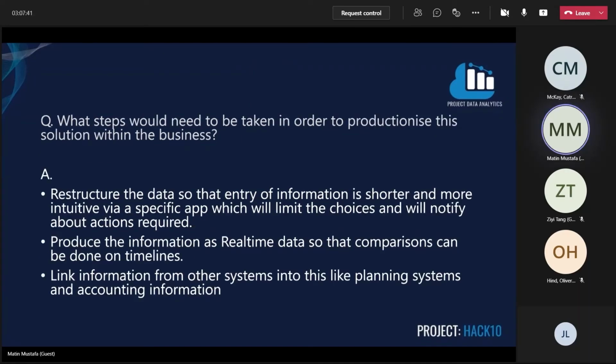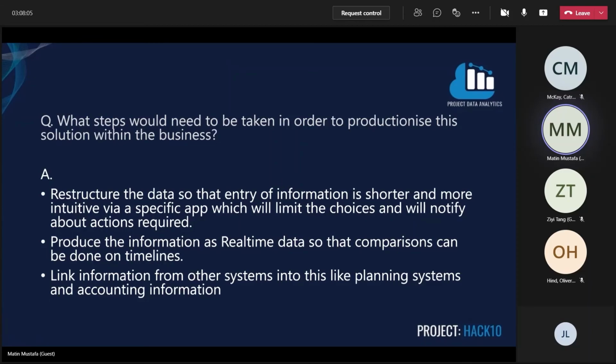What steps would need to be taken in order to productionize this solution within the business? Firstly, is restructuring the data so that the entry of information is shorter and more intuitive via Power Apps or more extensive use of Excel and Power BI, which will limit the choices and will notify about actions required.